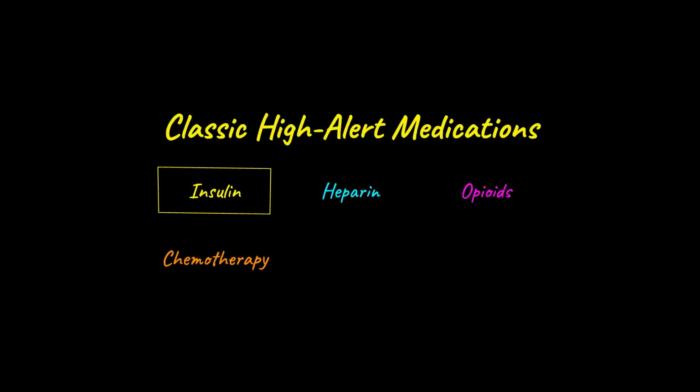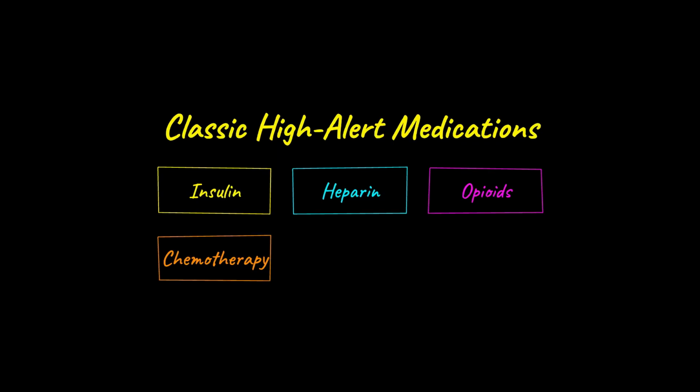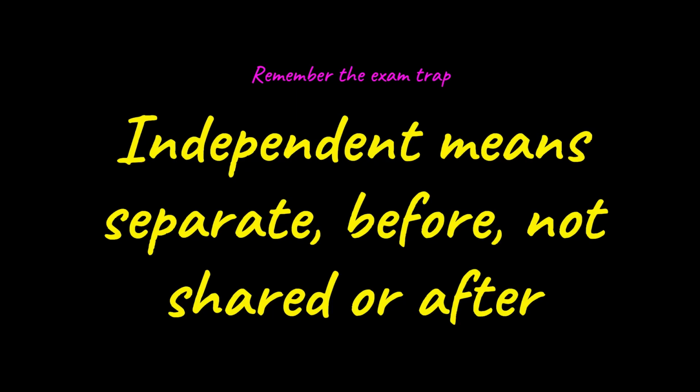This safeguard exists because certain medications have killed patients from a single uncaught error. Insulin, heparin, opioids, chemotherapy, and concentrated electrolytes are the classic high alert classes where independence matters most. Exam writers test the word independent. A nod, a shared glance, or a check performed after the dose was given cannot prevent harm. True independent verification happens separately and before administration, catching the error the first person alone would miss.